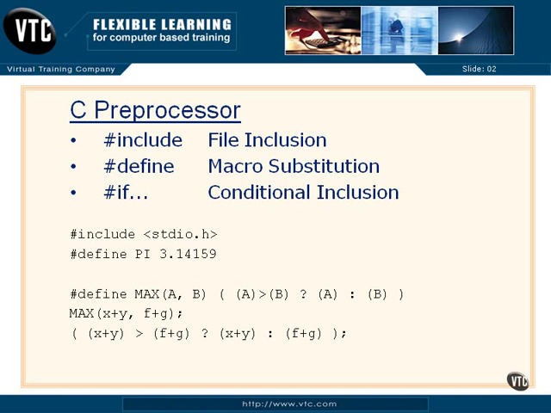The preprocessor is responsible for file inclusion with the pound include. We've seen a lot of that. Macro substitution. We've seen a little bit of that with the pound define. And also conditional inclusion with various forms of pound if. We'll look at those here in a second in another slide.